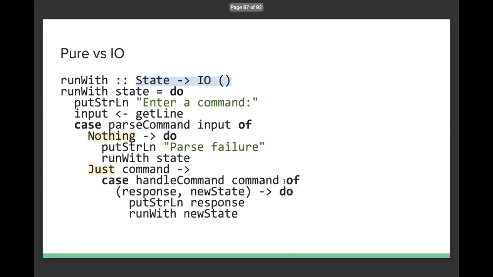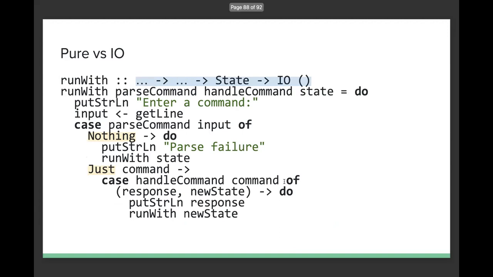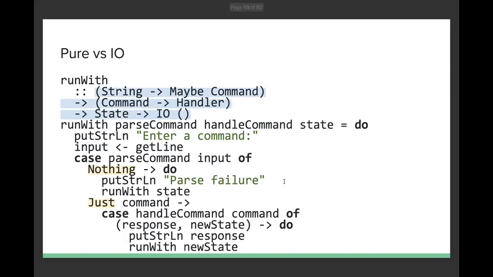And now the final step that will bring this to something that you could recognize is, we have this parse command and handle command, and all of the application logic is contained within those two. So if we just parameterize over those, put them into arguments, the run with function actually takes two functions as input. One that parses the commands and the other that handles the commands.